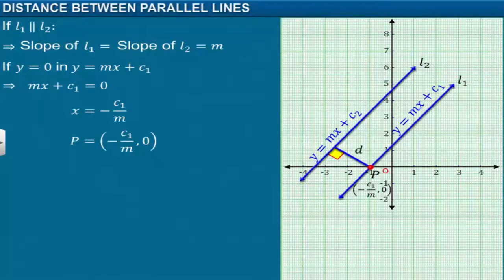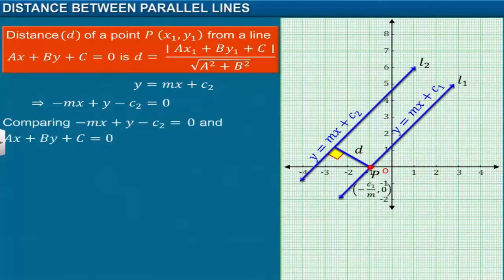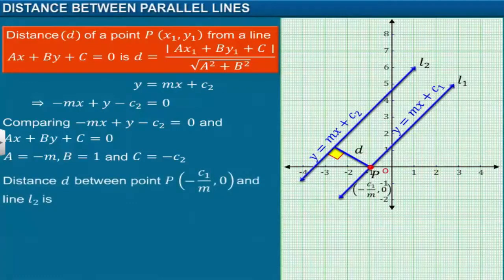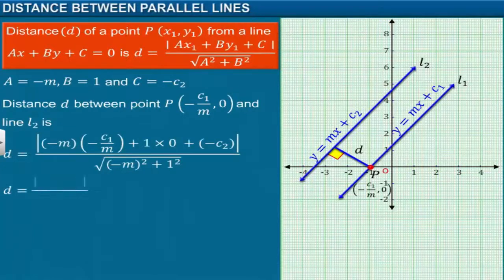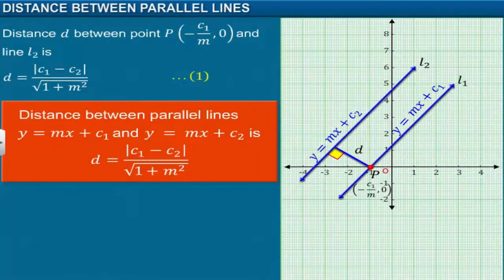Recall the formula for the distance of a point from a line. The equation of line L2 in general form is minus mx plus y minus c2 is equal to 0. Comparing the rearranged equation of line L2 with the general equation of a line, we get the values of a, b and c as minus m, 1 and minus c2 respectively. Substituting the coordinates of point P and the values of a, b and c in the formula, we get equation 1 that gives the value of distance d as modulus c1 minus c2 upon under root 1 plus m square. Equation 1 gives the distance between two parallel lines L1 and L2, whose equations are given in the slope-intercept form.